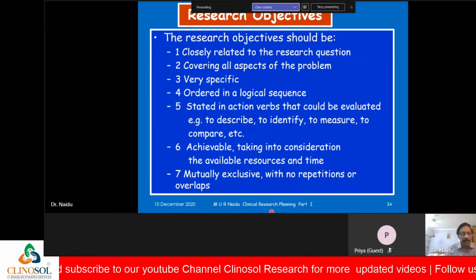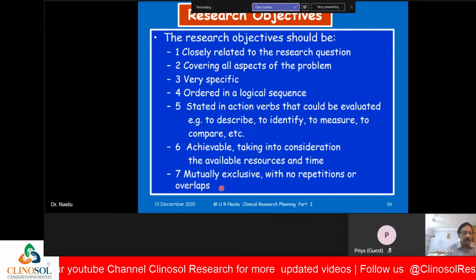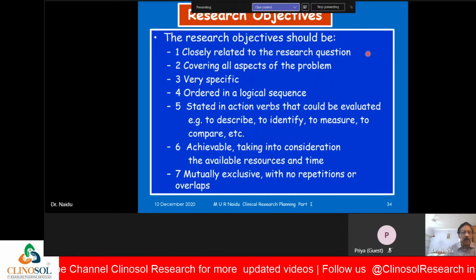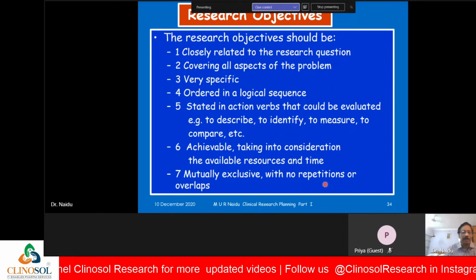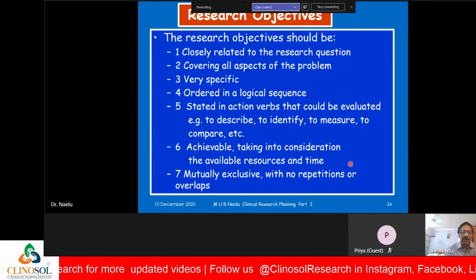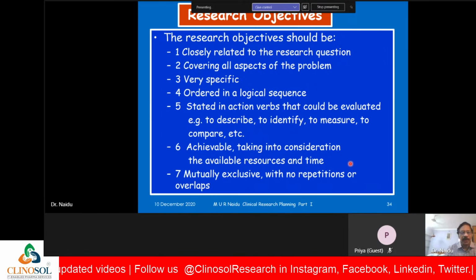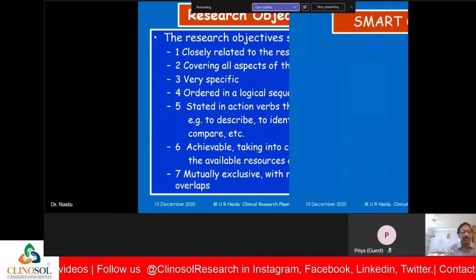And mutually exclusive, no repetition or overlapping. Never write objectives where two things you are writing overlap with each other. Each and everything should be independent, with no repetition of objectives when you are writing them.